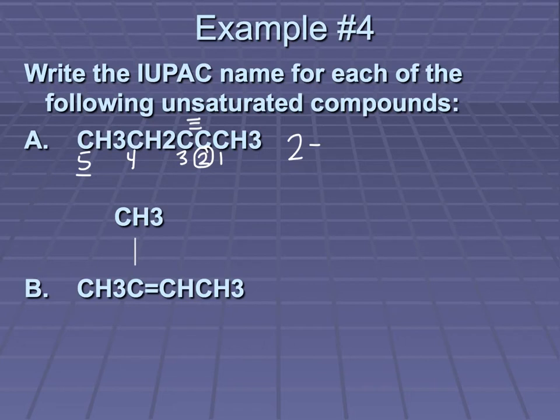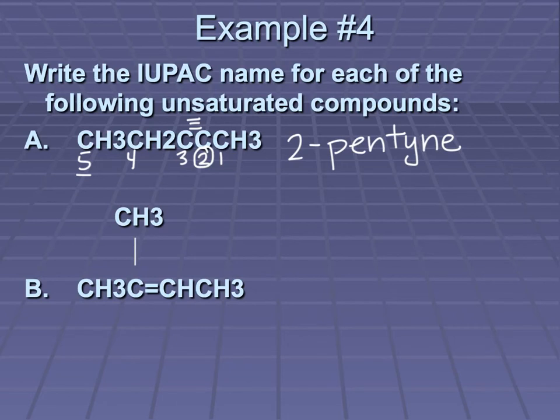So what is the prefix for 5 carbons? Pent, right? And then what is the ending for a triple bond? -yne. So it's 2-pentyne. All right, now let's take a look at this next one. This one has a branch with a double bond. So find the longest chain. 1, 2, 3, 4. Or we can go like this. 1, 2, 3, 4. 1, 2, 3. So we looked at all of the possibilities, and 4 is the longest chain.